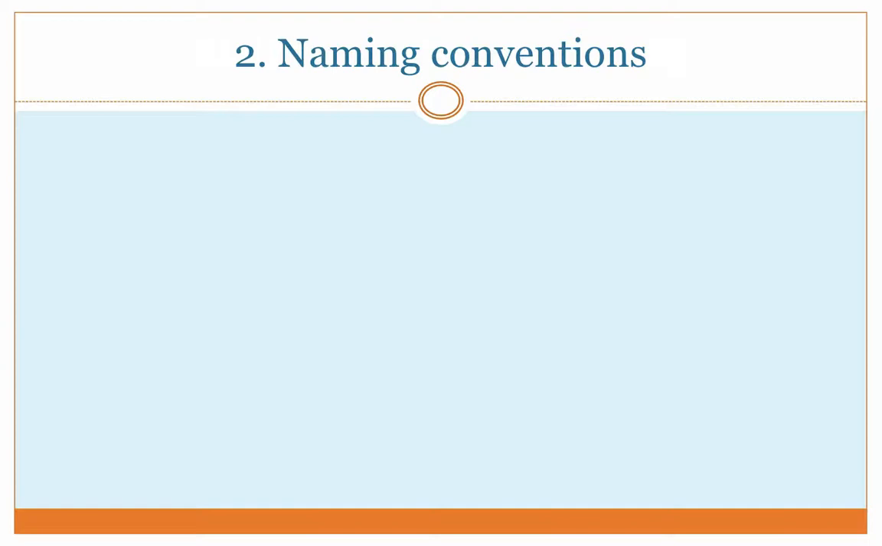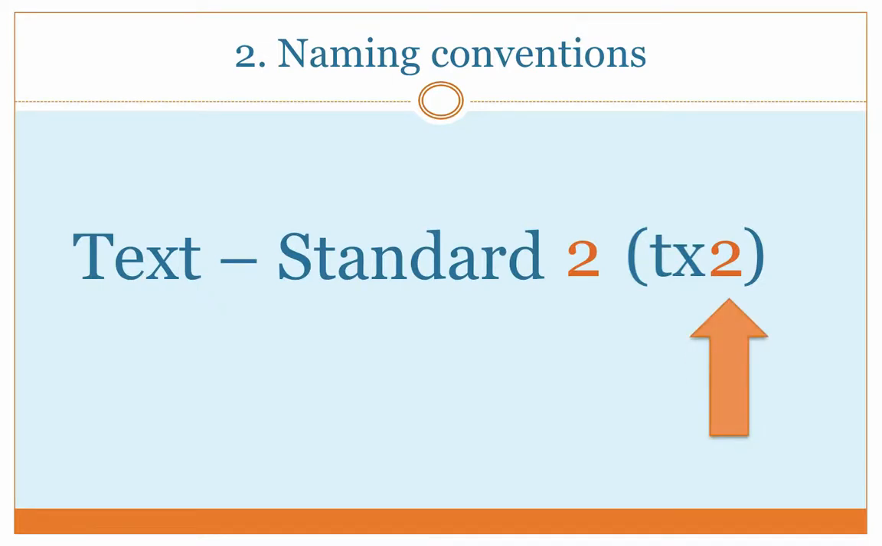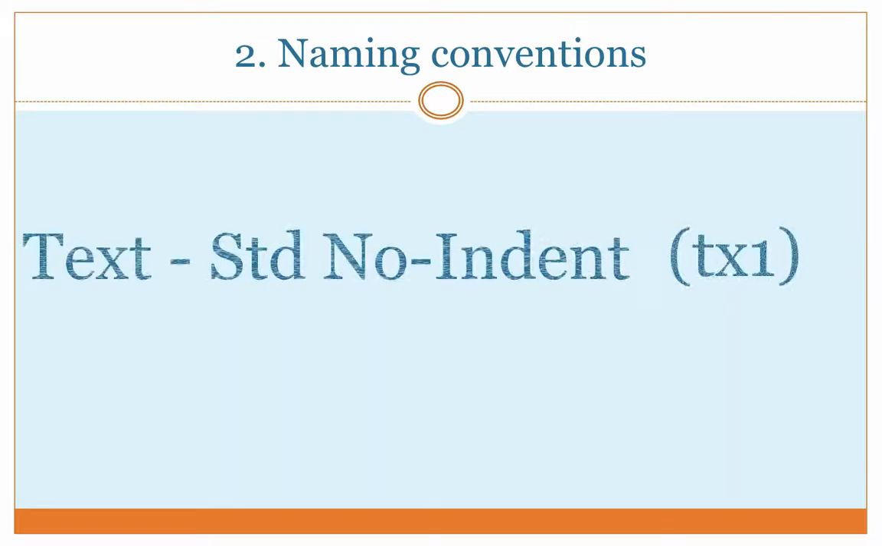Let's go over our naming conventions. As we just discussed, custom styles need to be based on an already existing style, such as Text Standard TX. For the new style name, just add the number 2 to the end of the original style name. Be sure to add the same number to the end of the style code in parentheses. If the style code already ends in a number, like here with Text Standard No-Indent TX1, don't increase the number. Instead, just add a 2 to the end. Thus, if we were making a custom style from Text Standard No-Indent, the code TX1 would become TX12.